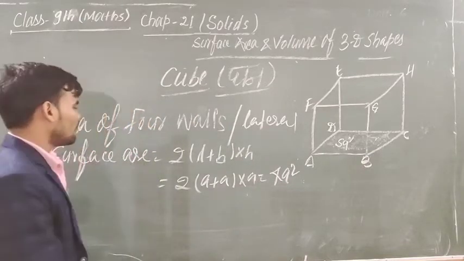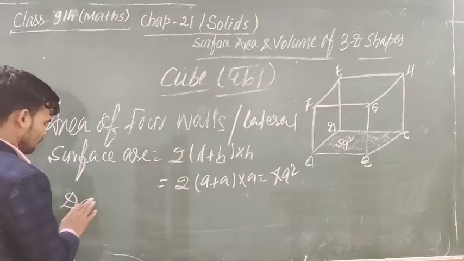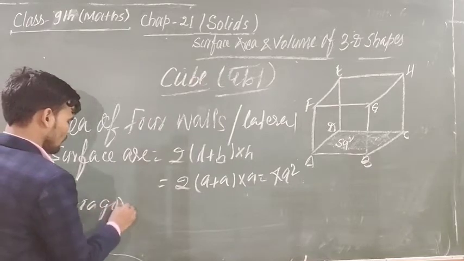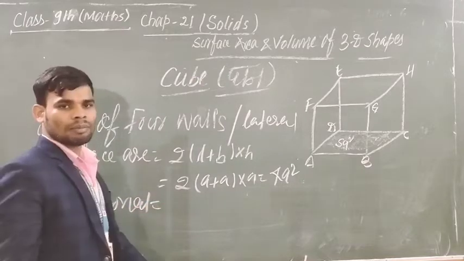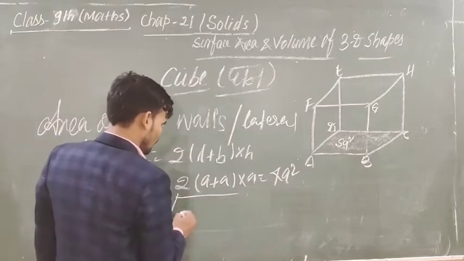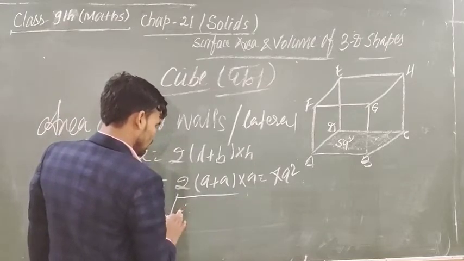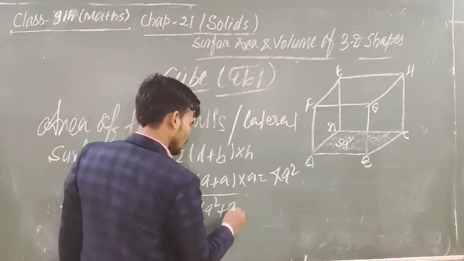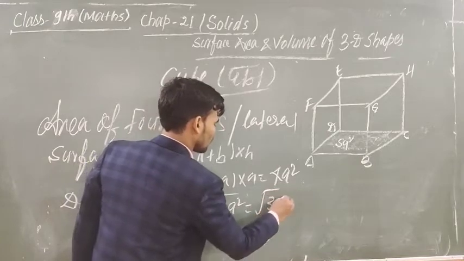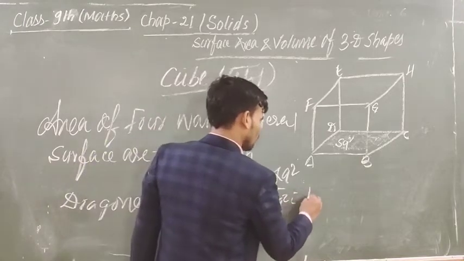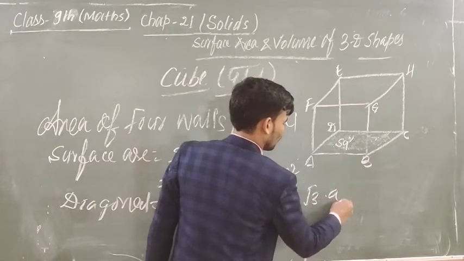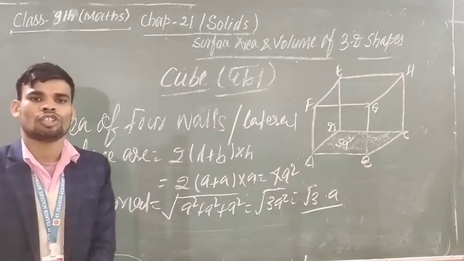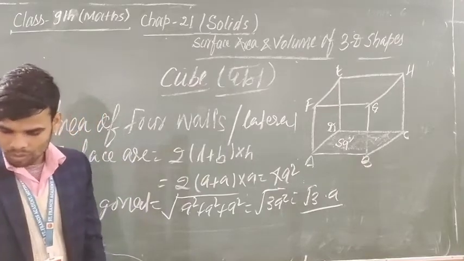Got it? After that, the diagonal of a cube, that is the length of the longest rod that can be kept in a cube, will be equal to root under L square, that is A square, plus B square, that is A square, plus H square, that is A square, that is root under 3A square, and it will be equal to root 3 into A. This is the formula for evaluating the diagonal of a cube. I think you are completely able to understand it.